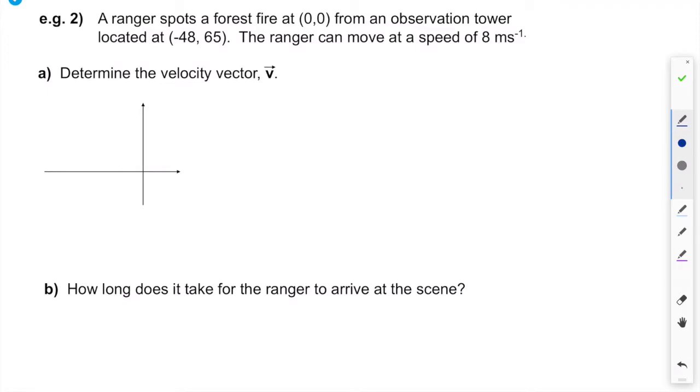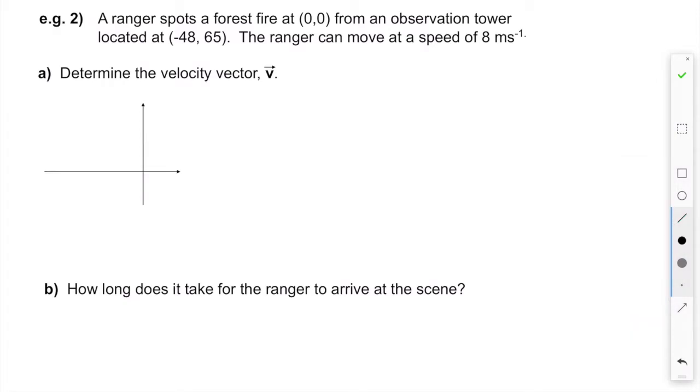Example 2. A ranger spots a forest fire at (0, 0) while on an observation tower located at (−48, 65). The ranger can move at a speed of 8 meters per second. Part A: determine the velocity vector v, and then how long it takes for the ranger to arrive at the scene. Let's draw a diagram first. Maybe I'll use a line here.